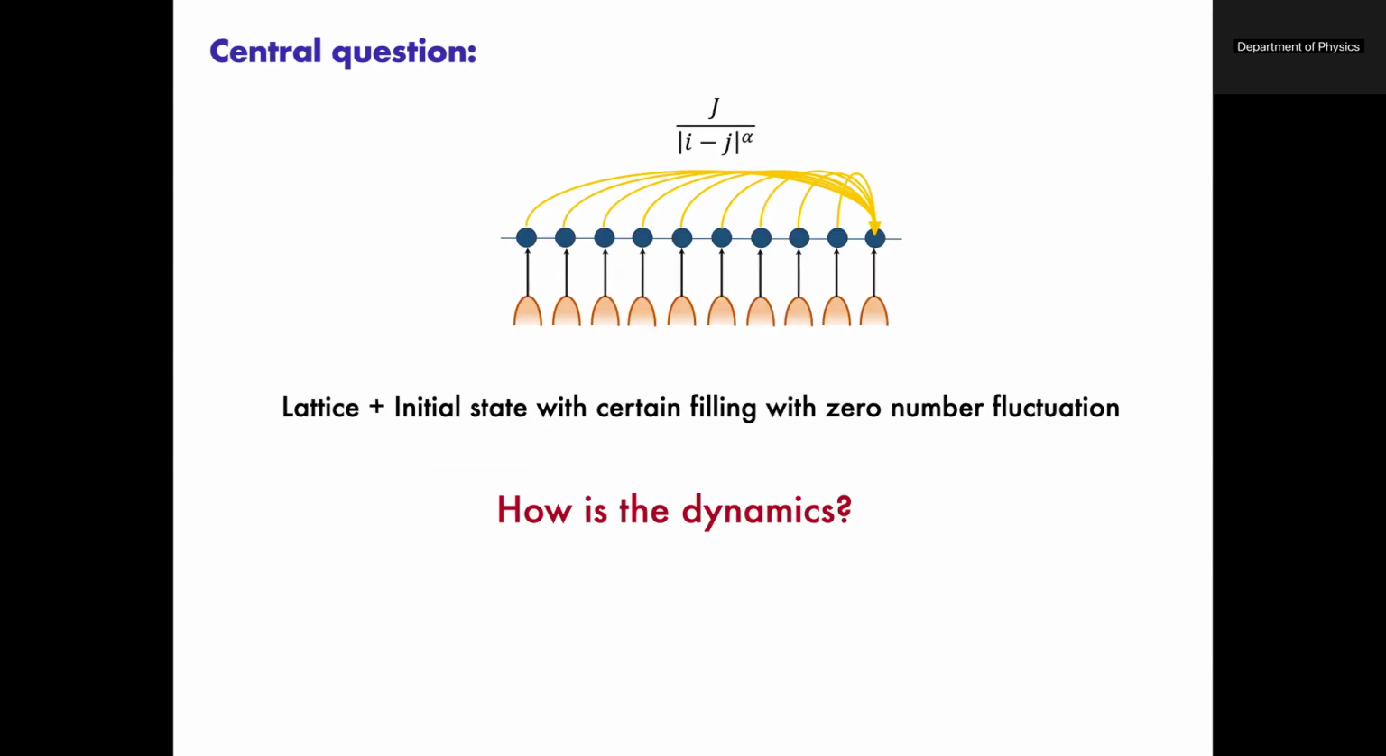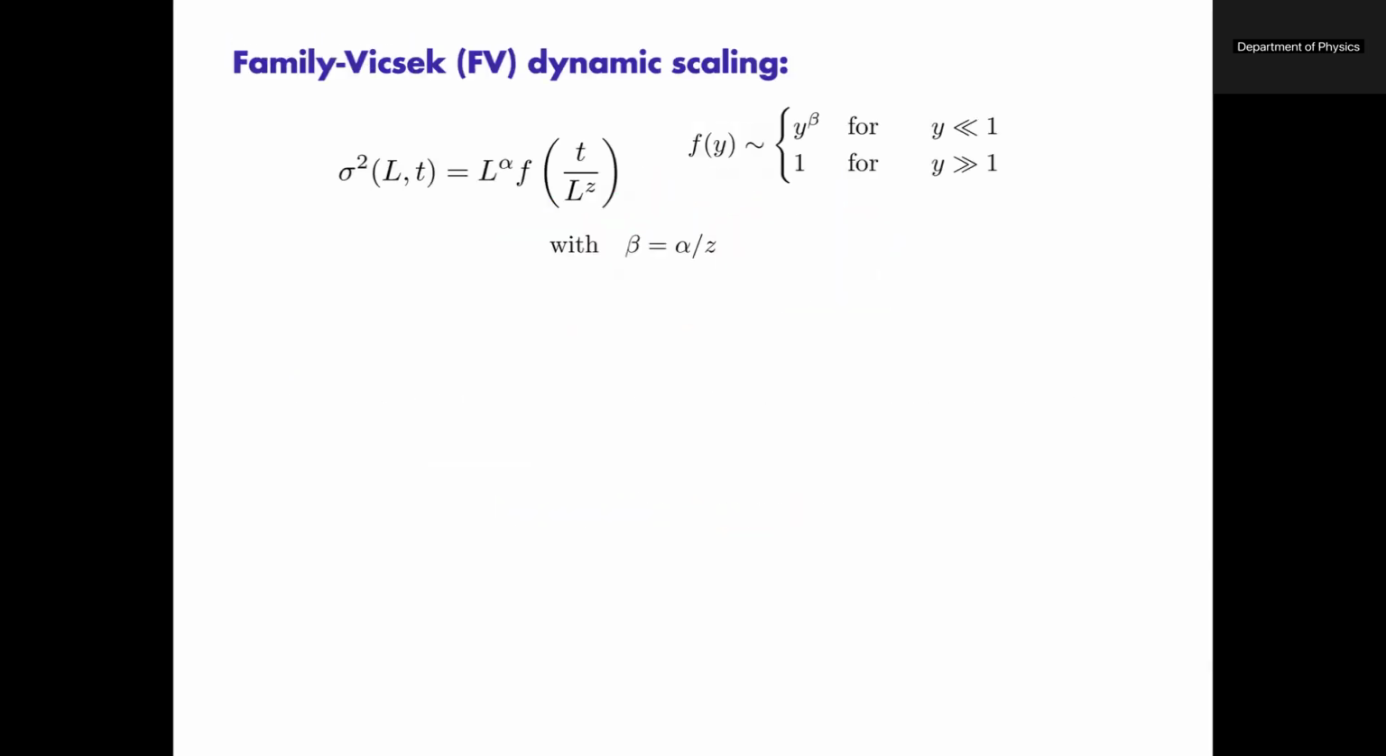Yeah, so what is the dynamics? It turns out that in most cases, such dynamics is going to follow some nice scaling. There is some nice universal property that you may expect. And this scaling, in a dynamical sense, is known as FV scaling, the Family-Vicsek dynamical scaling. It's a little involved, but I'll try to explain. So it turns out this number fluctuation is going to have such a scaling with respect to system size and time. It's a function of two variables, system size and time.